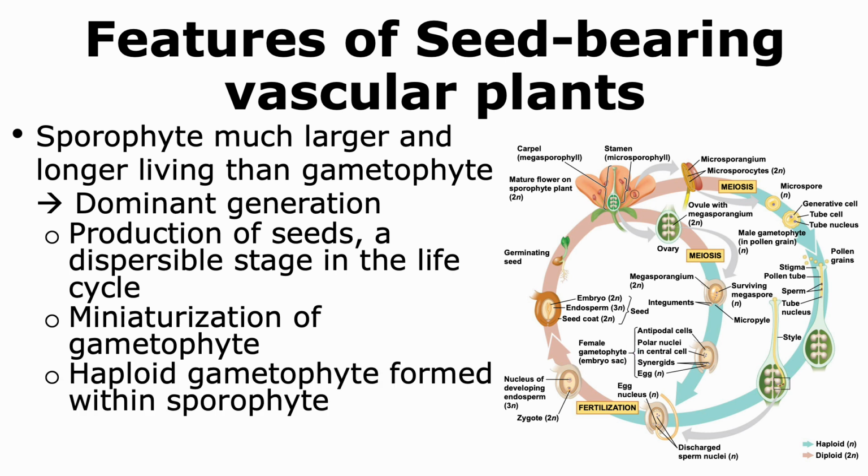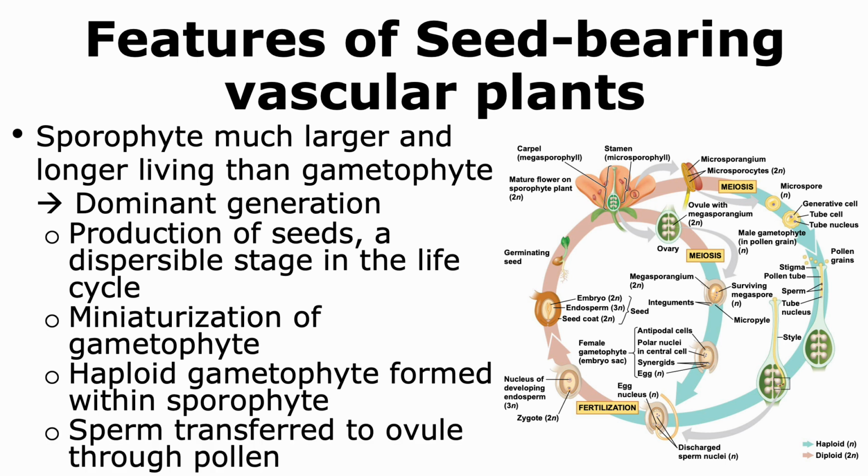We can also observe that the male and female gametophyte are formed within the sporophyte, which is different than what we observe in non-vascular plants. In the case of seed-bearing vascular plants, the sperm are transferred to the ovule through pollen, and this pollen can be dispersed through agents like wind or insects or water.